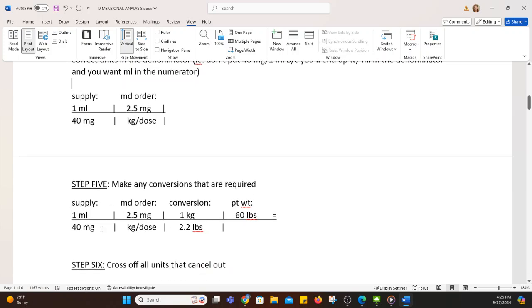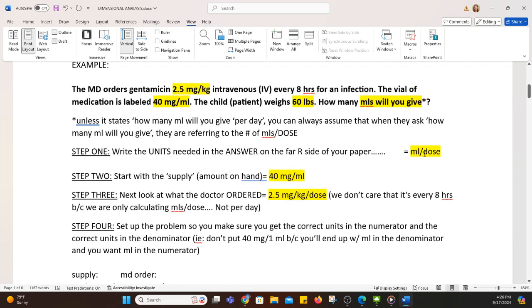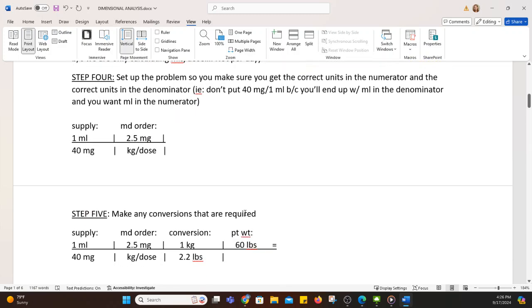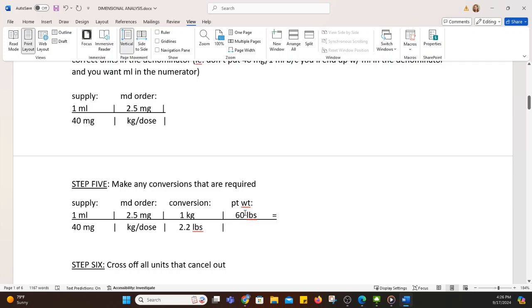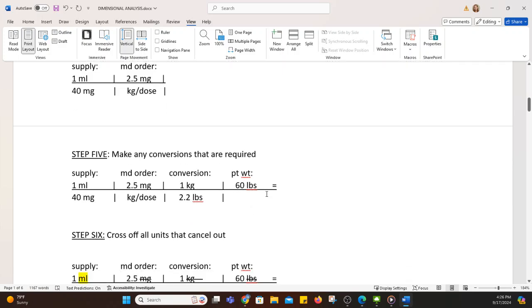Because if we just stuck with these two things, we would still have kilograms in the answer. And we don't want kilograms in the answer. We want milliliters per dose, right? So somehow we have to get rid of those kilograms. And we also have to consider the kid's weight. So we're going to go down. Sorry if I'm giving you a seizure by going up and down. It's a small price to pay to learn dimensional analysis.